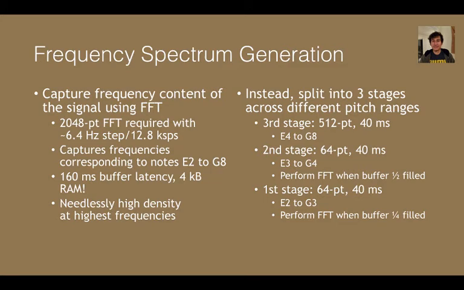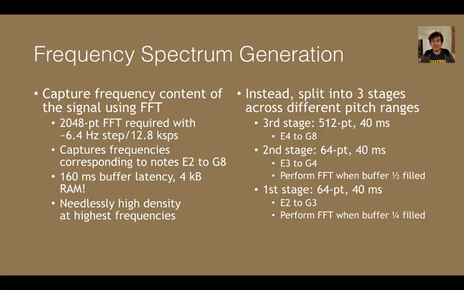Next, we do the second stage. We do a 64 point fast Fourier transform with the same data that we used in the previous transform. This allows us to detect frequencies corresponding to notes E3 to G4, and this FFT is done each time the previous one is done.